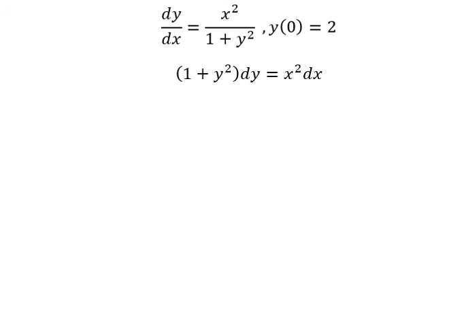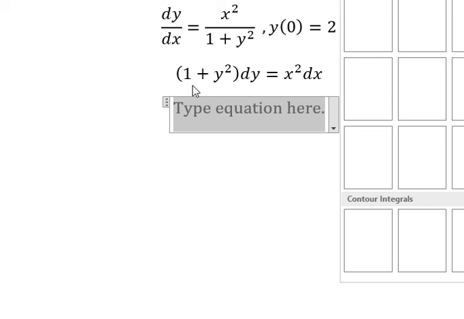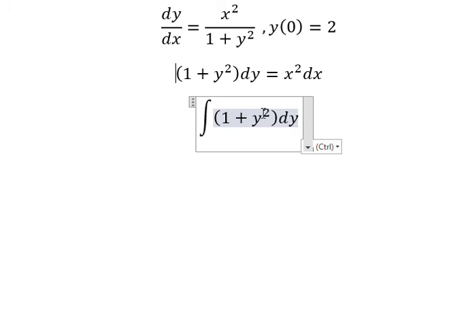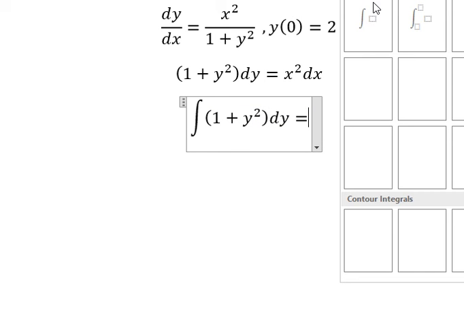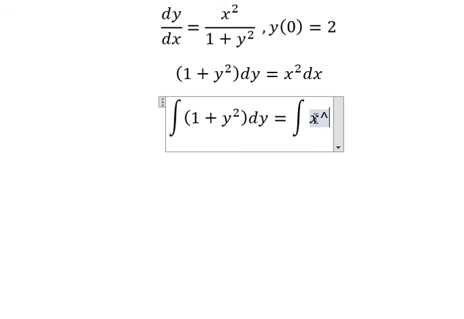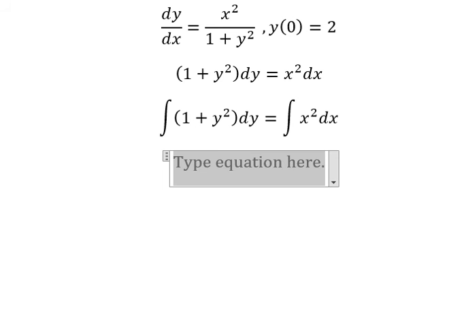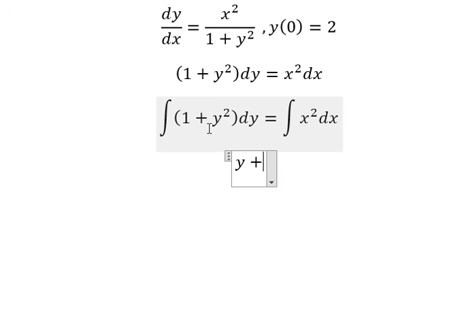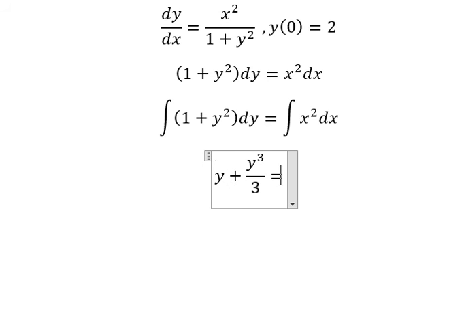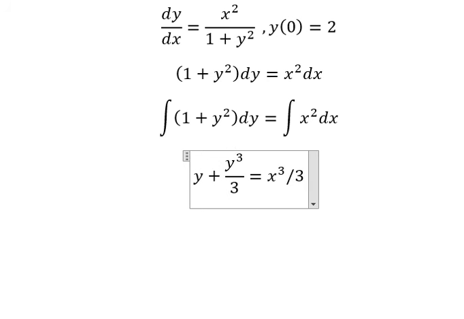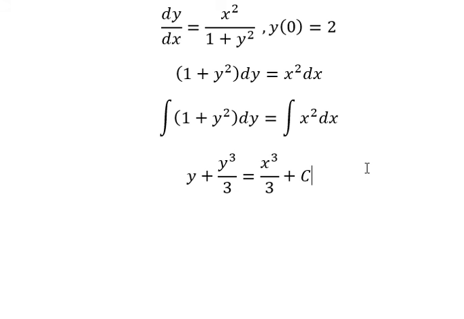Next, we put the integration for both sides. The integration of number 1, we have y. The integration of y squared, we have y to the power of 3 over 3. This one we have x to the power of 3 over 3. And we put plus c.